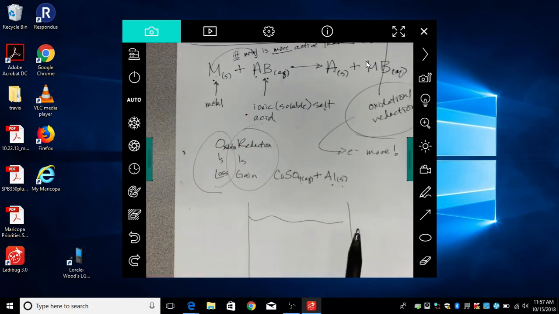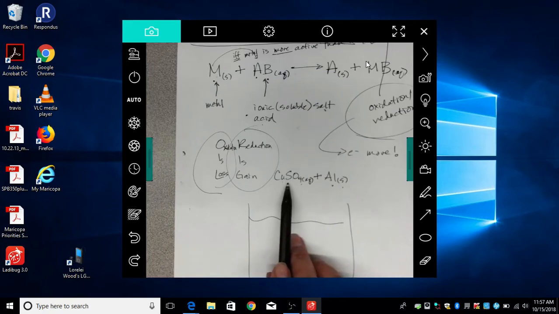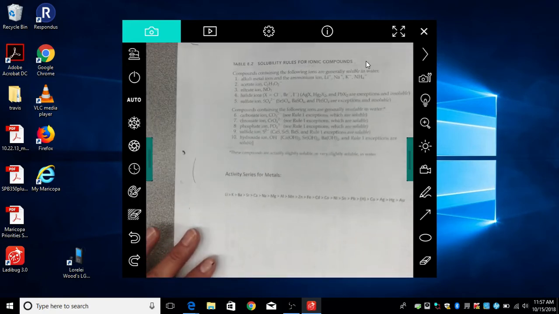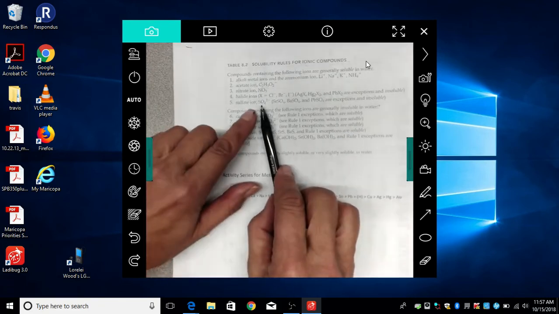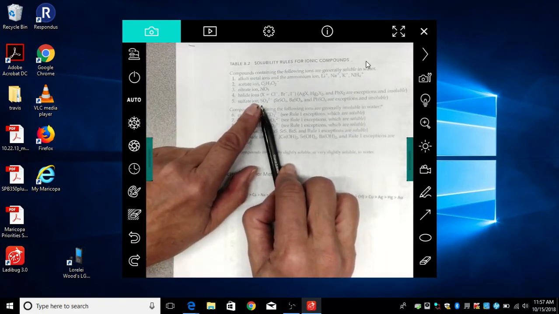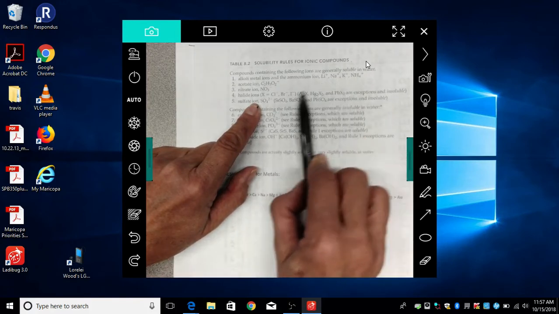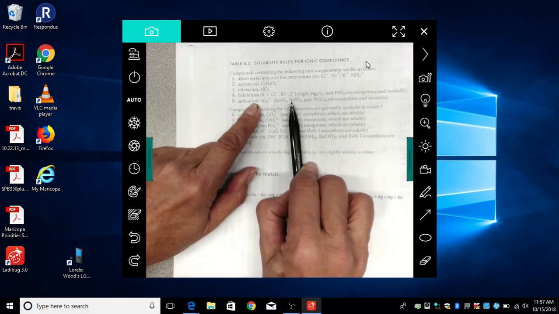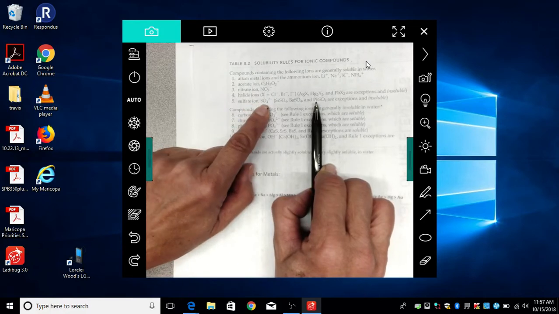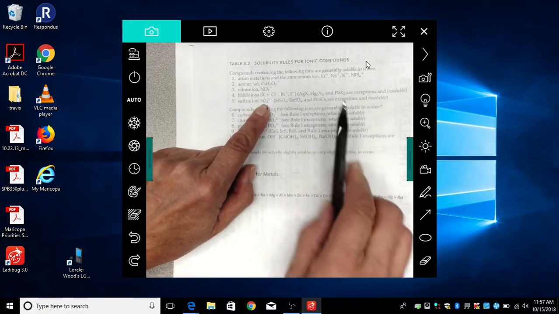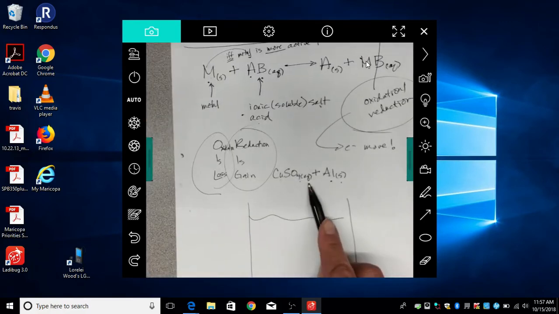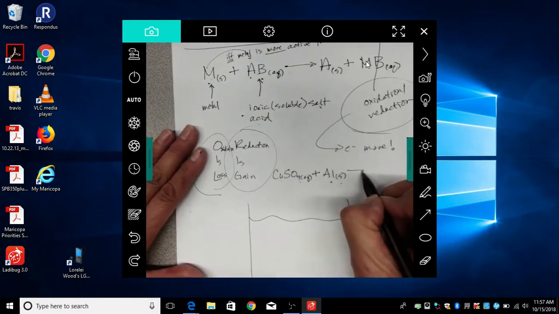Check your solubility rules. Is copper sulfate going to be soluble? Well, sulfate is generally soluble except if it comes into contact with strontium, barium, or lead. So is that going to be soluble? Yes, it is. So it's going to be an aqueous solution right there. Now, what that actually looks like.